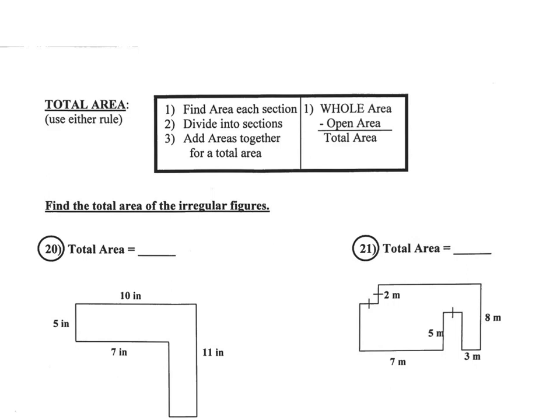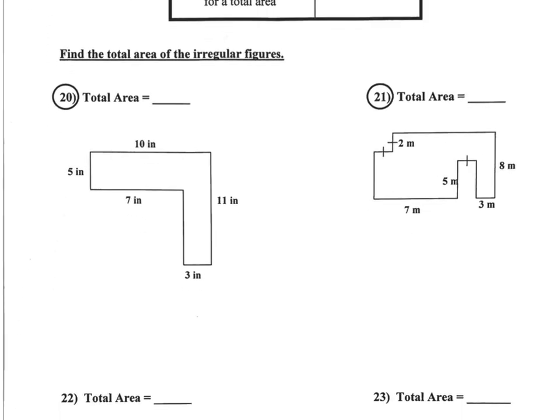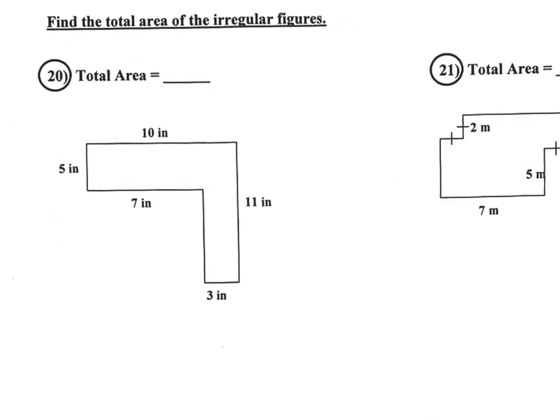So let's look at number 20. So here you have two choices. You can cap it off like this. I'll show you what I mean. You can go like this and finish it off and have the area of the whole and then take away the area of this space here. Or we can divide it into sections and then take away. So let's try that. So let's divide this into sections.